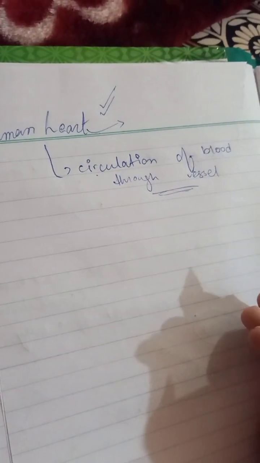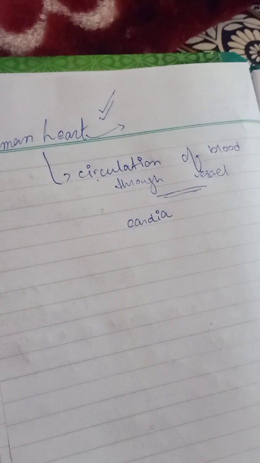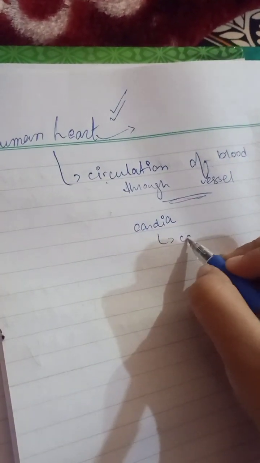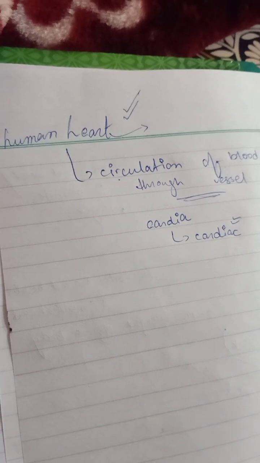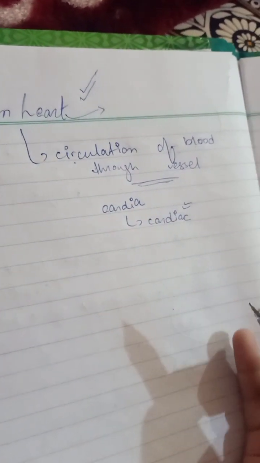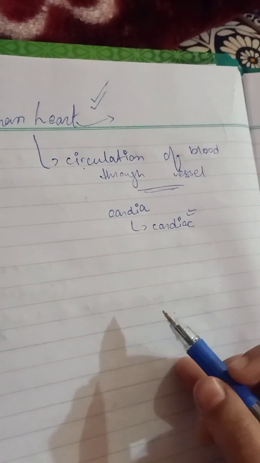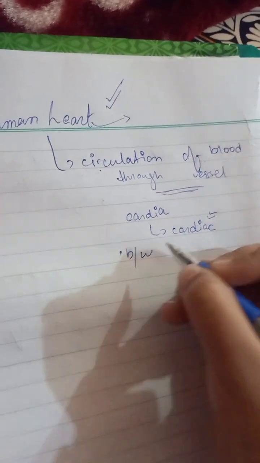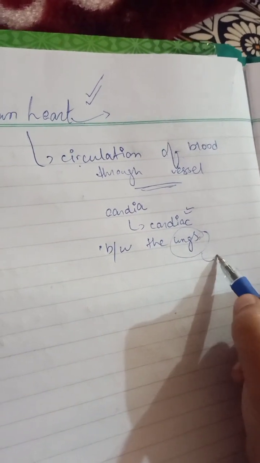The word heart comes from Greek, where the heart is called cardia. As you all know, we call it cardiac. When we hear the word cardiac, we think the person is talking about the heart. If we talk about the location, it is in the middle between the lungs, in the thoracic cavity, but toward the left lung.